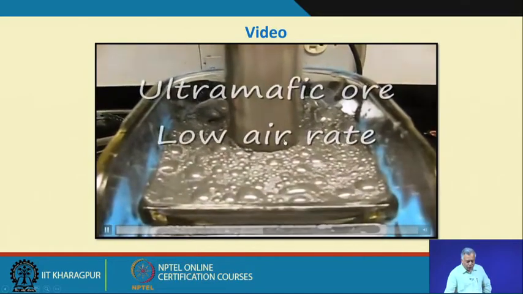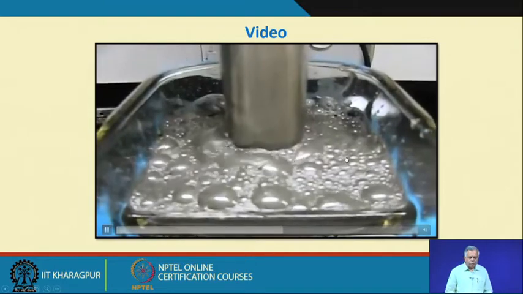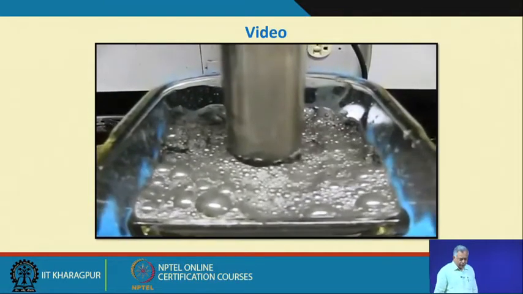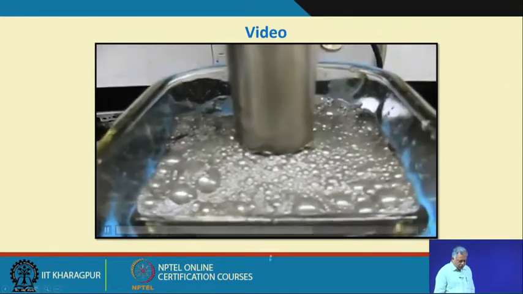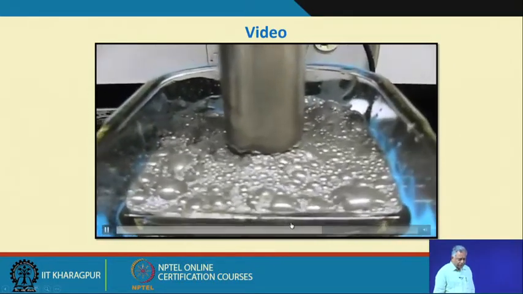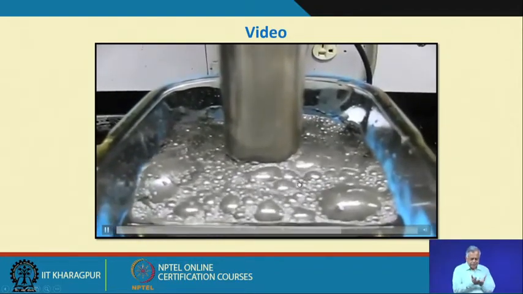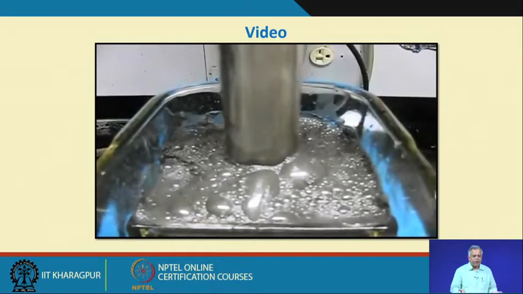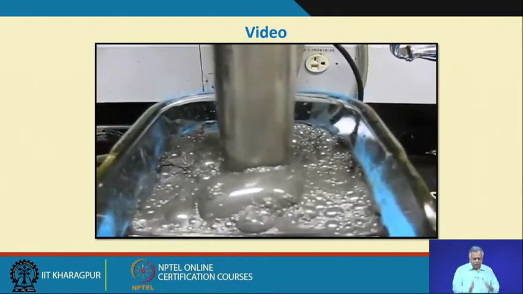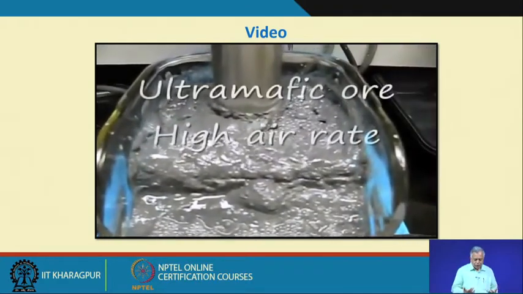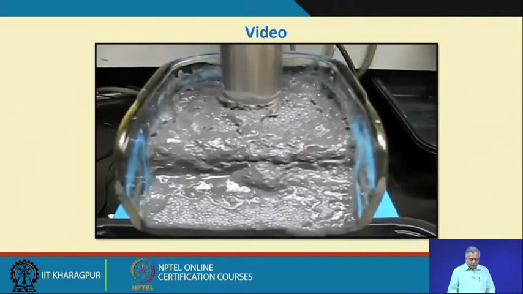This is ultra fine ore flotation. I will see that if I have a very low air flow rate, what will happen? It takes a lot of time to come out as overflow. With a very low air flow rate, the bubbles may be rising up and getting burst and the particles are going back, and the process goes on, but there is no flotation because you are not able to collect it.